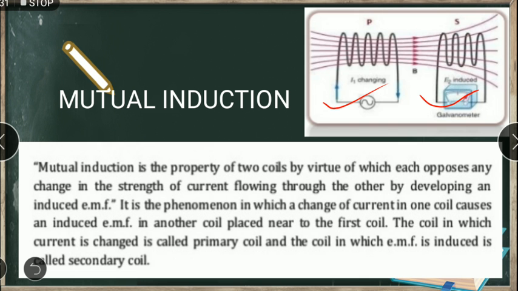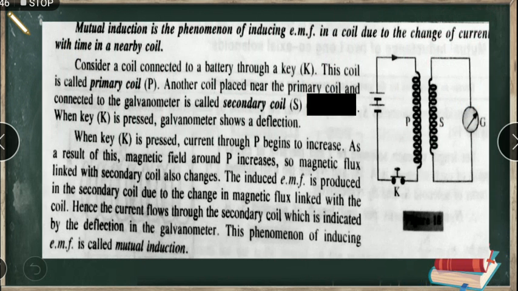So the coil in which current changes is the primary coil, and the coil in which EMF is induced is the secondary coil. Finally, how can we define the term mutual induction? It's the phenomenon of inducing an EMF in a coil due to change of current with time in a nearby coil. You can see the circuit diagram over here.